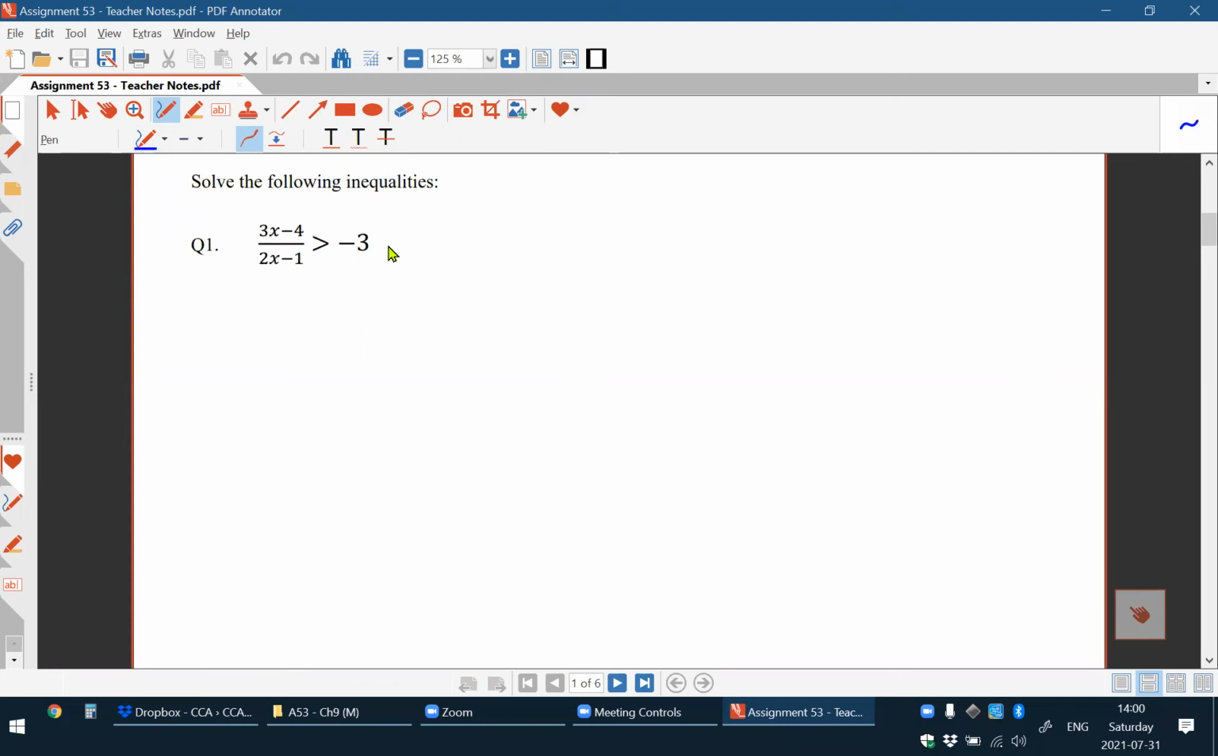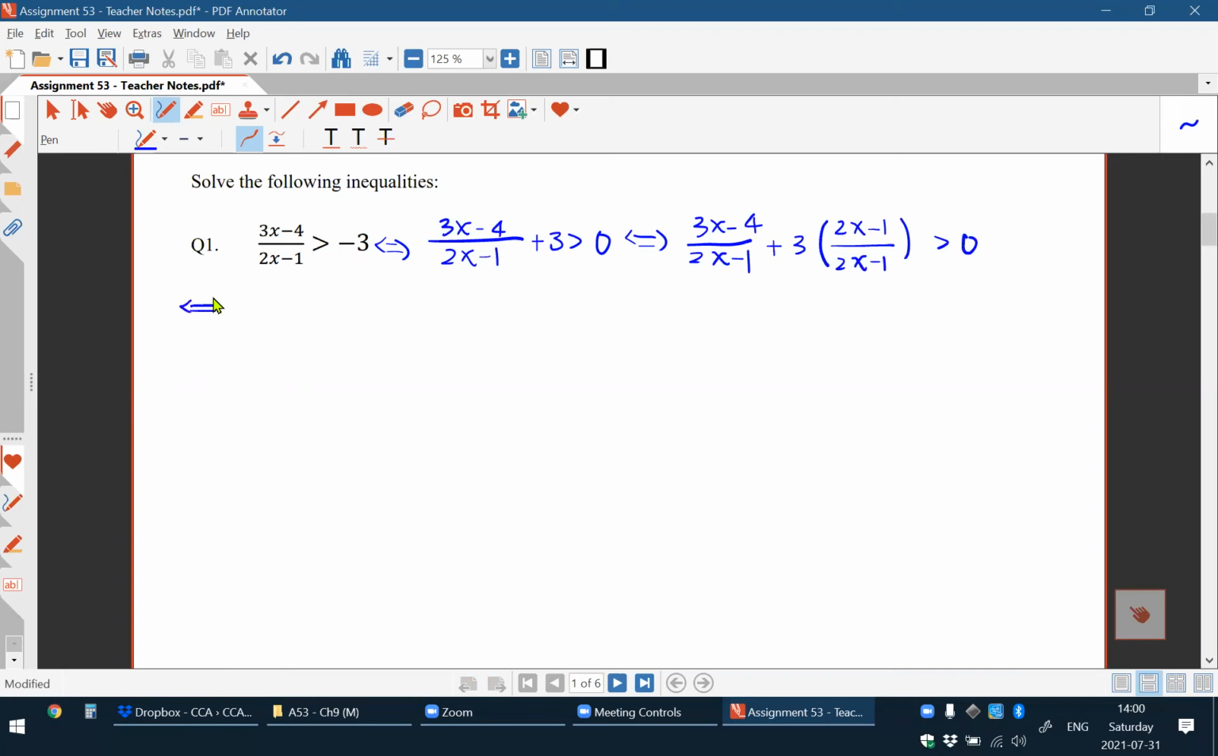Okay, so we can just put negative 3 to the left hand side of the inequality and rewrite the expression using the common denominator. So the original inequality is equivalent to this one, right? Okay, so next, we need to rewrite the whole expression.